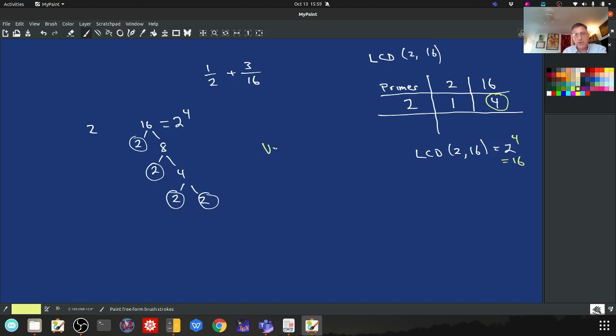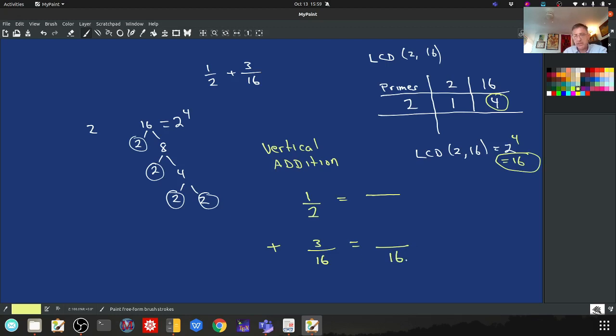It's called vertical addition, and I will do at least one problem using vertical addition of fractions. We write 1/2 plus 3/16. I'm going to convert each one of these, 1/2 and 3/16, into a fraction with my LCD of 16.